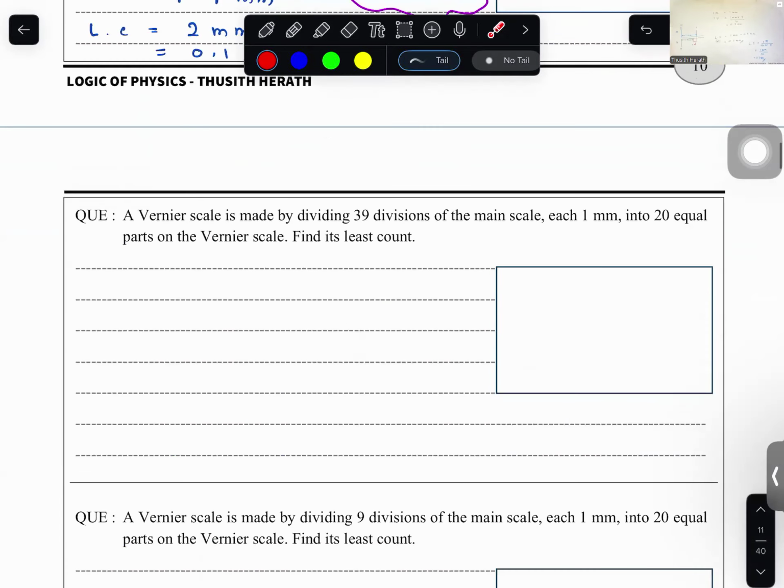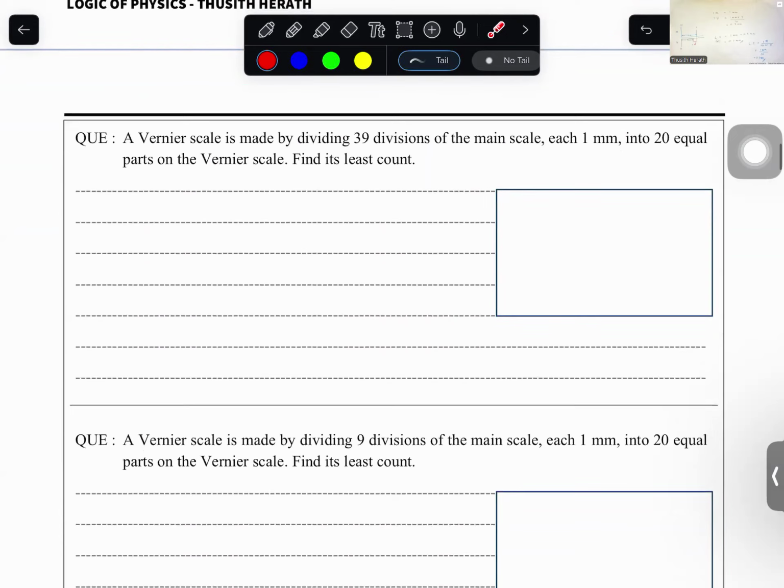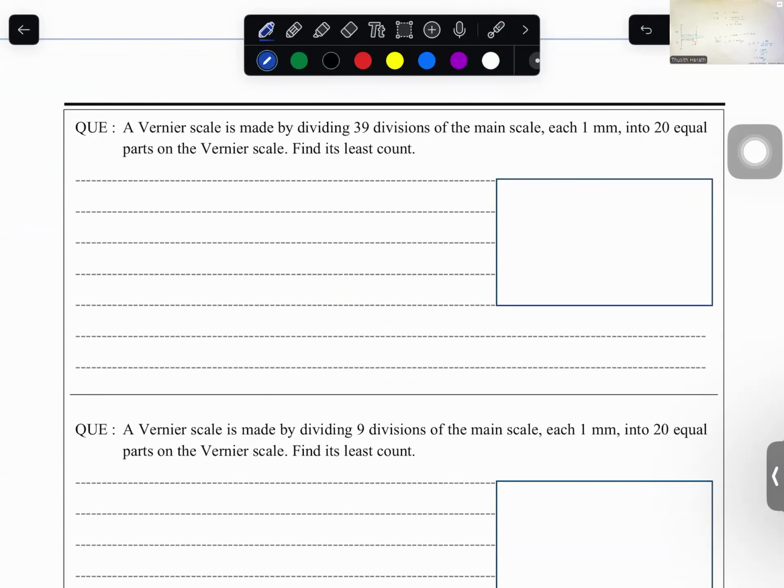Okay, for the next part. A vernier scale is made by dividing 39 divisions of the main scale, each 1 millimeter, into 20 equal parts. Let's work it out. One main scale division is 1 millimeter. One vernier scale division is 1 millimeter into 39 over 20.